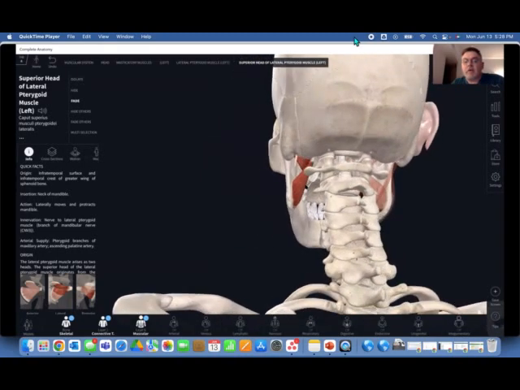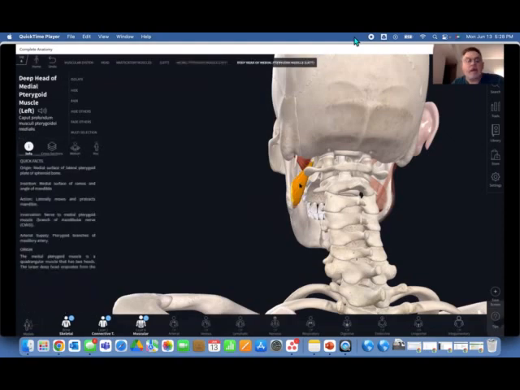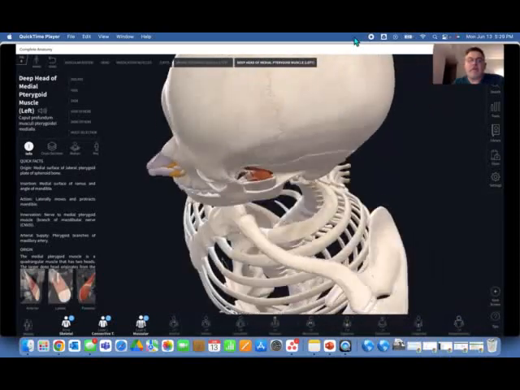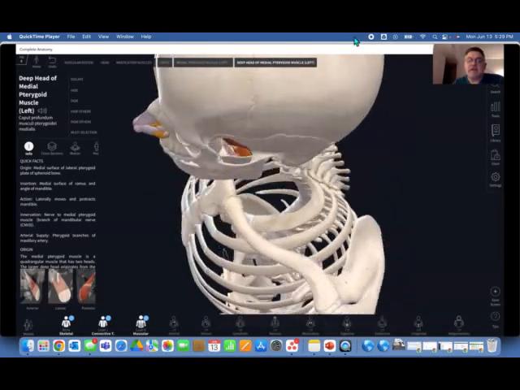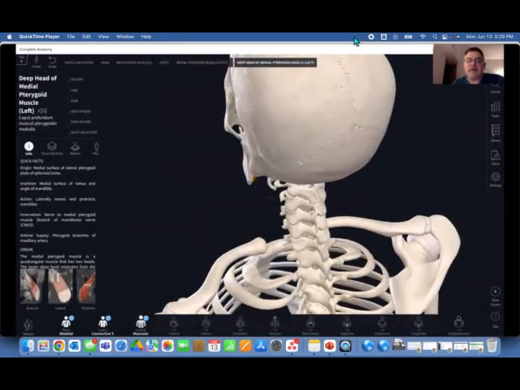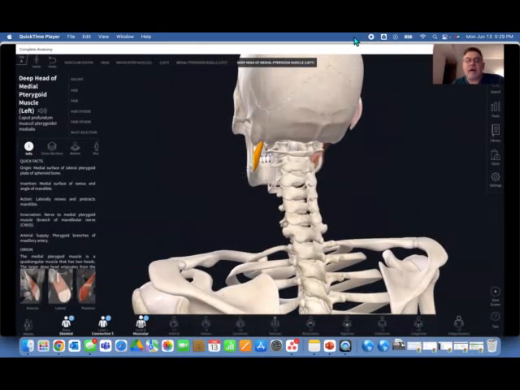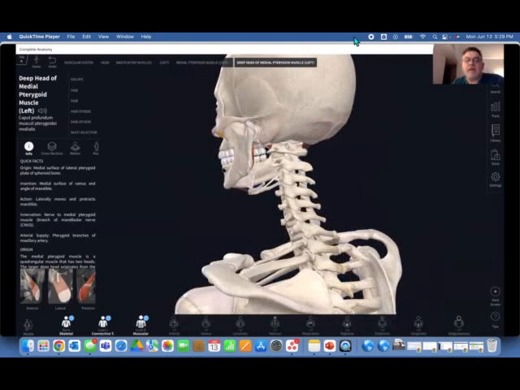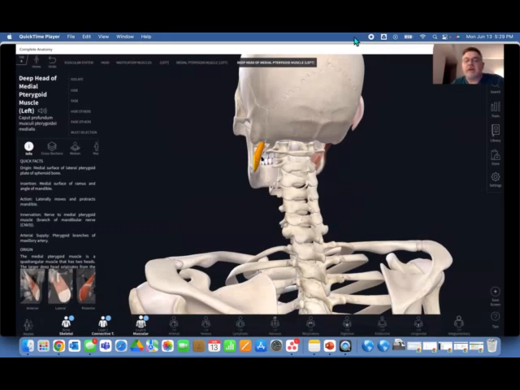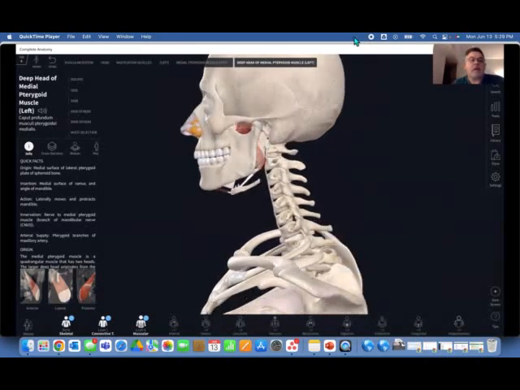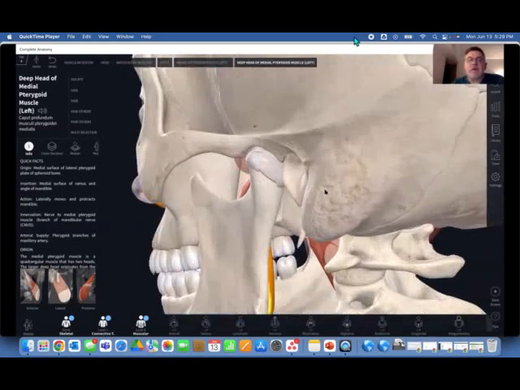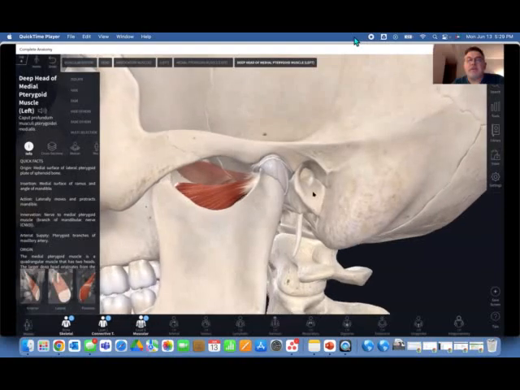For that, we come down a little bit lower, and for the deep head of the medial pterygoid, it can be needled from a superior aspect. I find that it's much easier, much safer to just come at it from the posterior aspect off of that angle of the mandible, and you've got a lot more surface area that you can needle into right there.